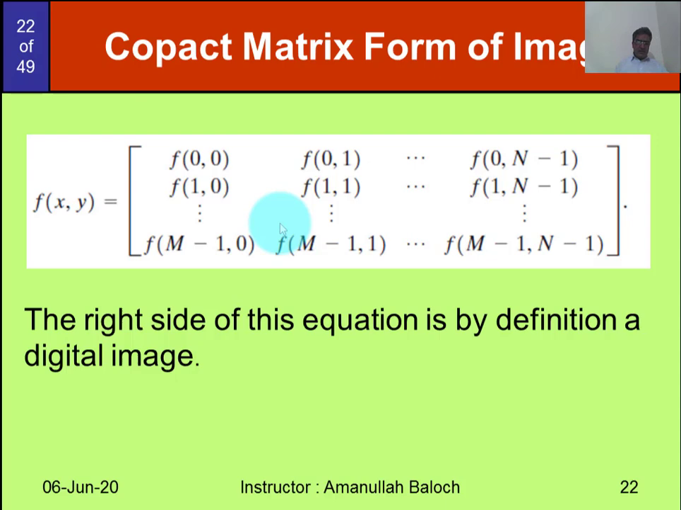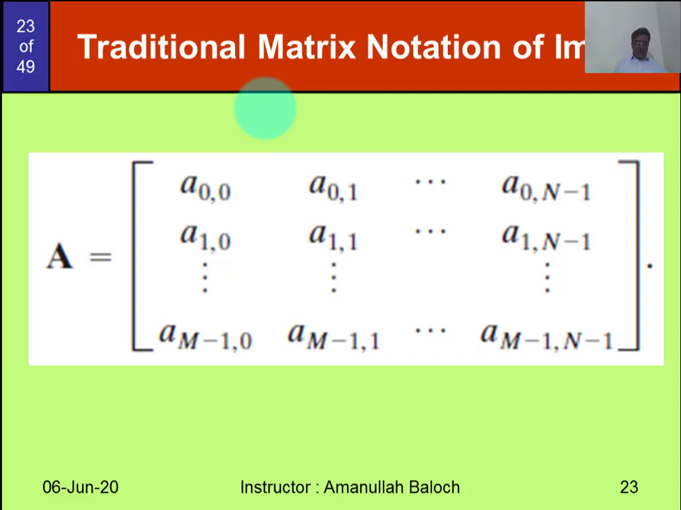You may also see it in the traditional mathematical matrix notation. Let's suppose our image name is A, and A of 0 comma 0, A of 0 comma 1. These are subscripts. The first subscript represents rows and the second subscript represents columns. So this location is A of 0, 0. This is 0, 1, this is 0, 2, and onward. All this is the mathematical matrix form. So a digital image is actually a two-dimensional matrix, which contains rows and columns.